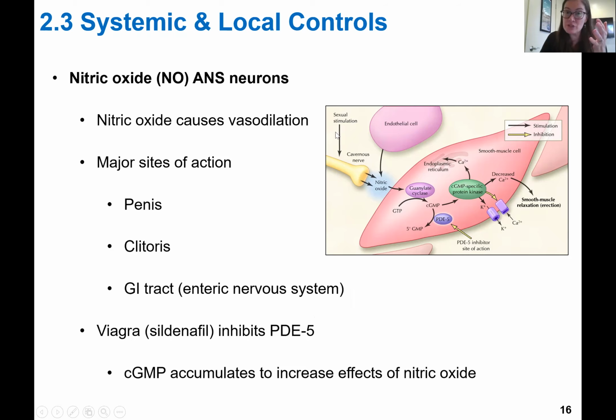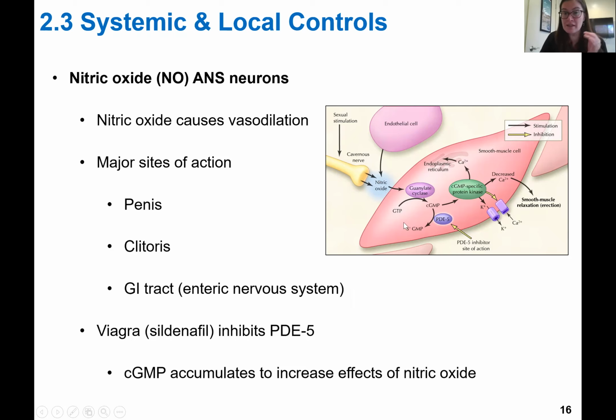All right, so we get sexual stimulation in either the penis or the clitoris, and that's going to cause action potentials in the cavernous neurons. It says cavernous nerve, but of course these are the neurons that are in the cavernous nerve. When the action potential reaches the axon terminal, you're going to release nitric oxide into the synaptic cleft. Nitric oxide is a gas that will diffuse through the membrane of the smooth muscle cell, where it's going to activate guanylyl cyclase.